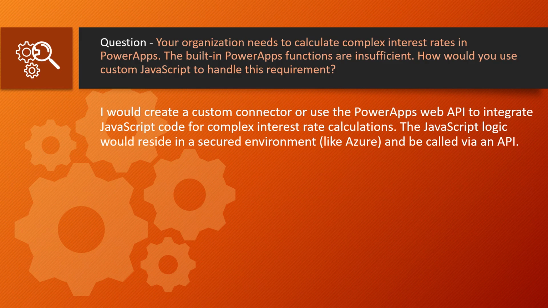Here the question is, your organization needs to calculate a complex interest rate in Power Apps, and the built-in Power Apps functions are insufficient for this activity. How would you use custom JavaScript to handle this requirement? In this case, I would create a custom connector or use the Power Apps web API to integrate the custom JavaScript code for the complex interest rate calculation. The JavaScript logic would reside in a secured environment like Azure, and it can be called via an API.